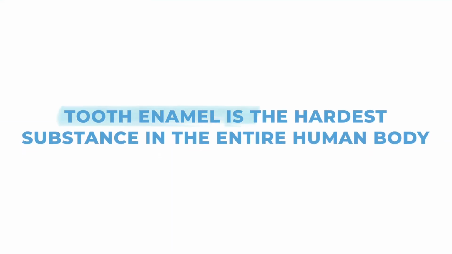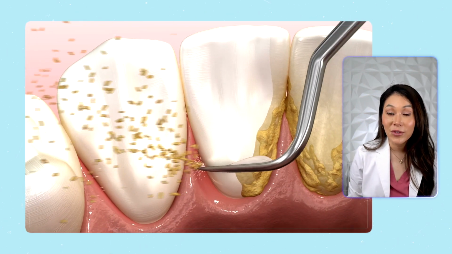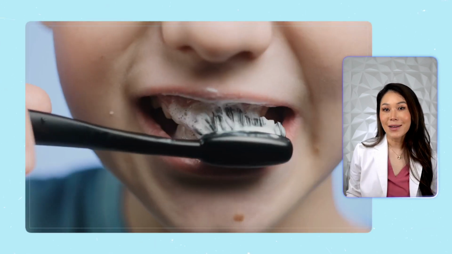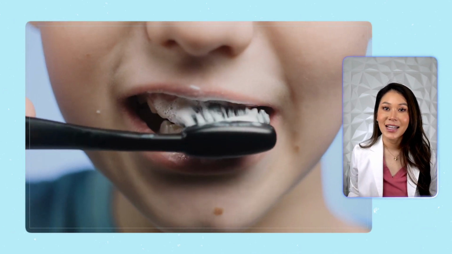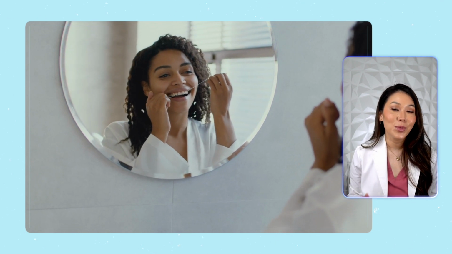The reason this is a really big deal is because tooth enamel is the hardest substance in the entire human body. Thankfully, you can prevent cavities from forming by removing that plaque on a regular basis. That means brushing all of your teeth surfaces at least twice a day and flossing to get between your teeth where the toothbrush doesn't reach.